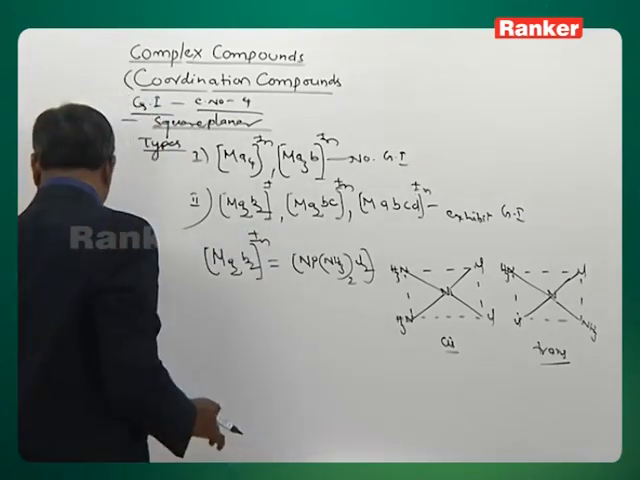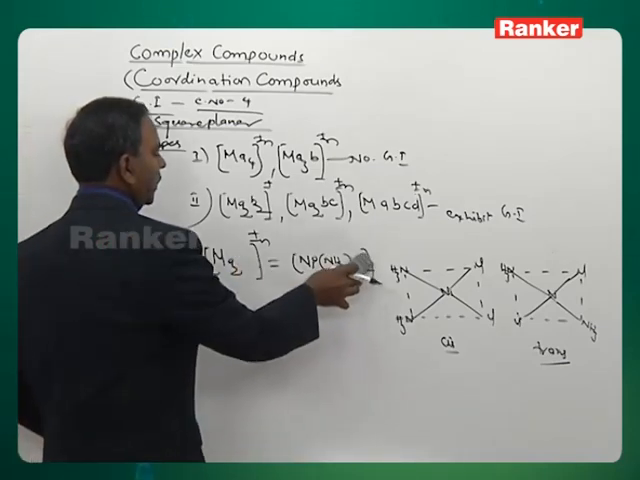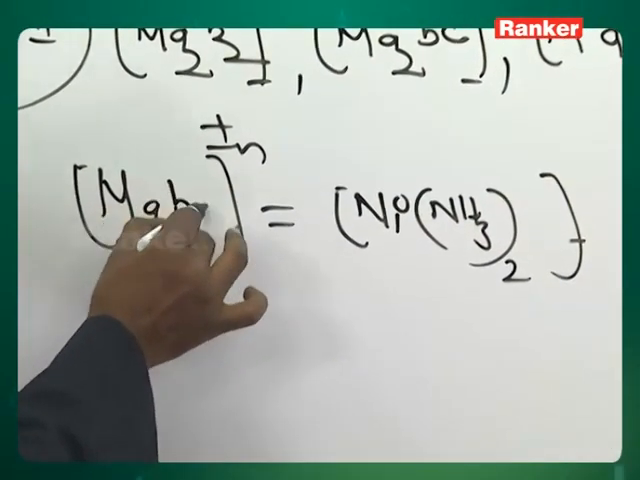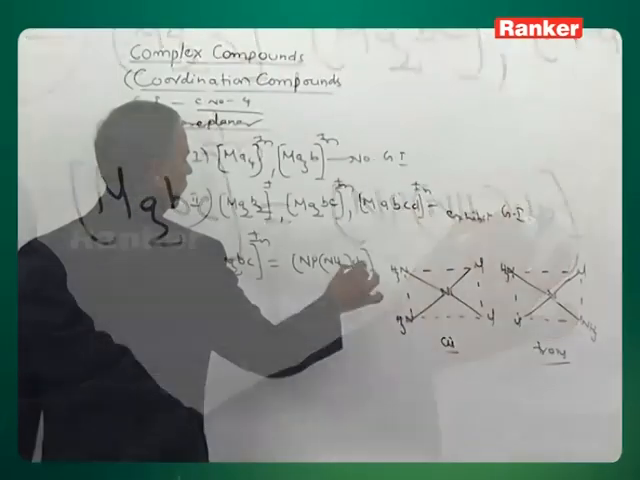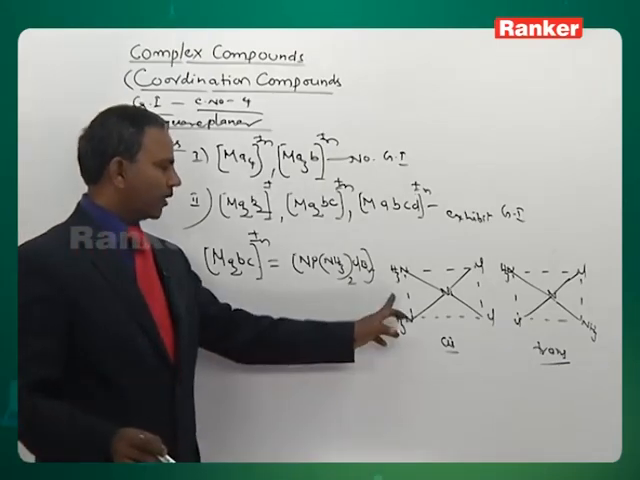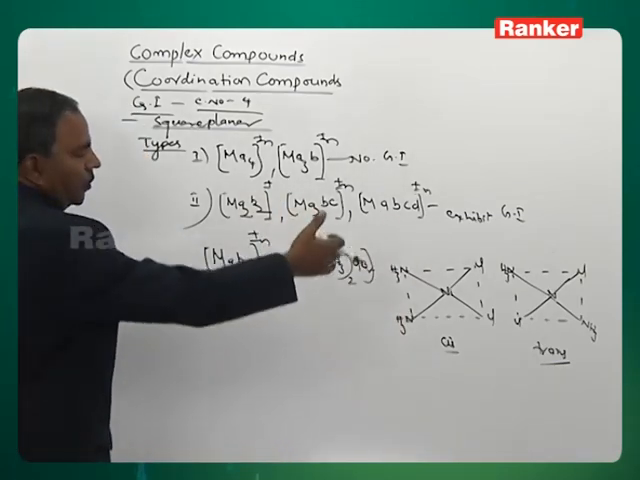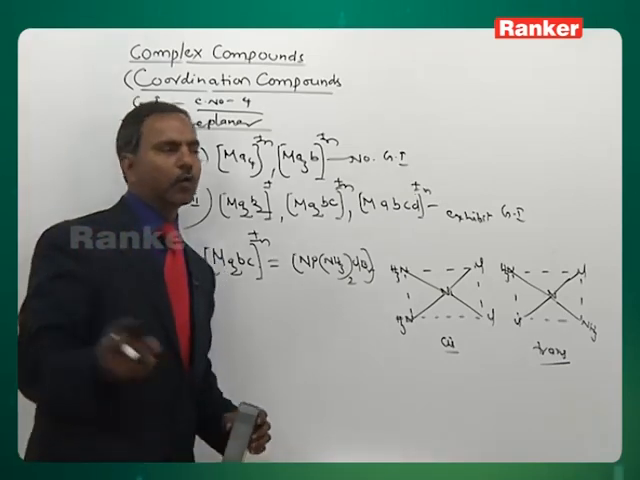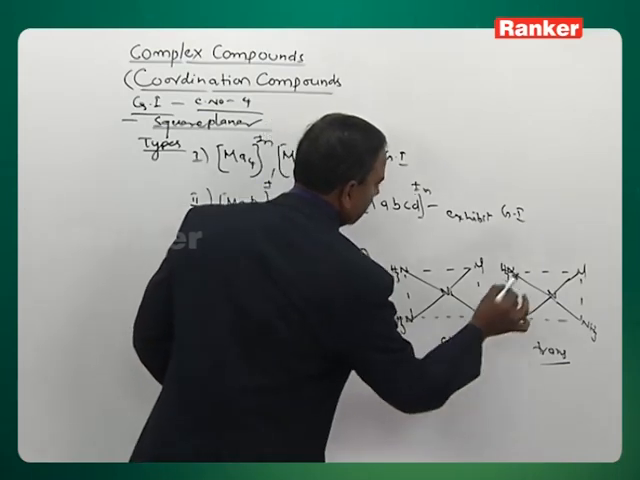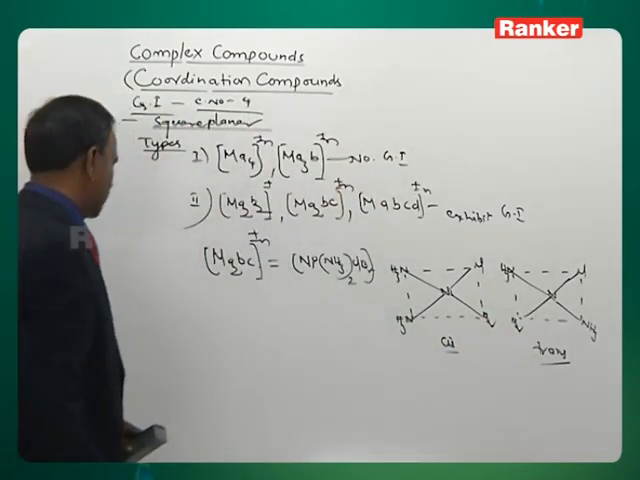Let me show the next one, MA2BC. Look what difference we are making here. Very simple difference. Two different ligands are there, B and C: one is Cl, one is Br. Just change this. Instead of writing two chloride ligands, one is chloride and one is bromide. Very simple to write. Now, with this being the Br, you can say one is cis and the other is trans.